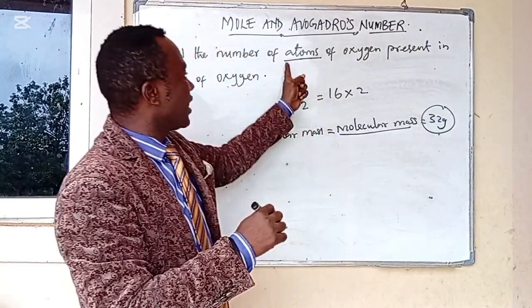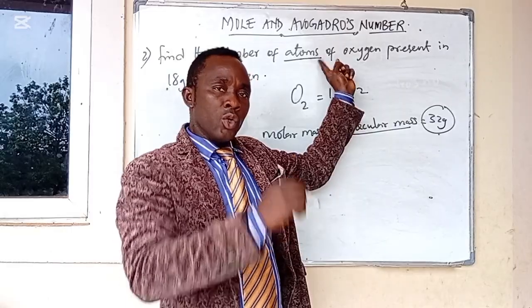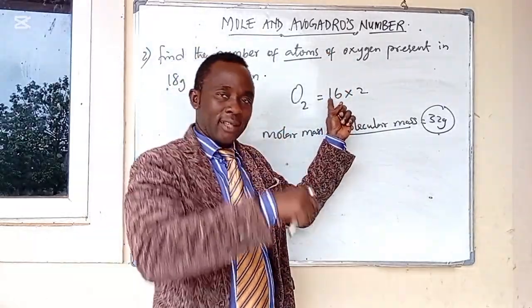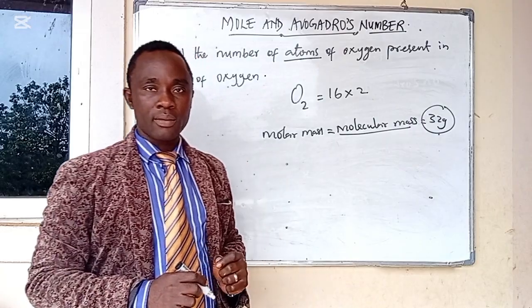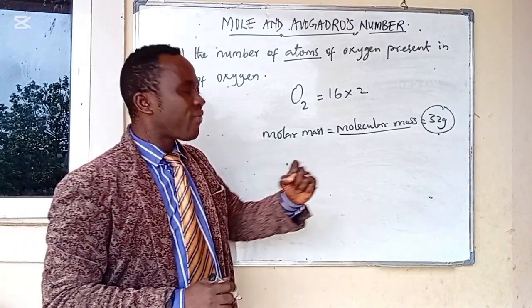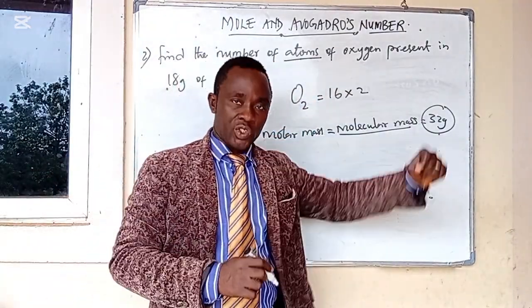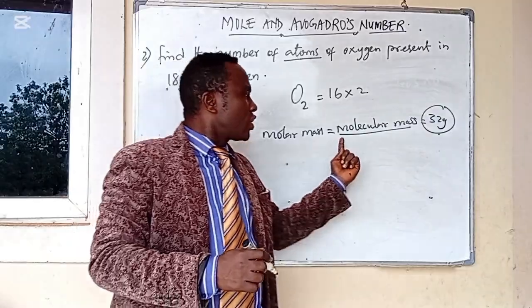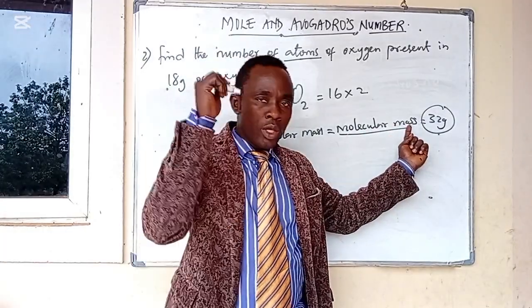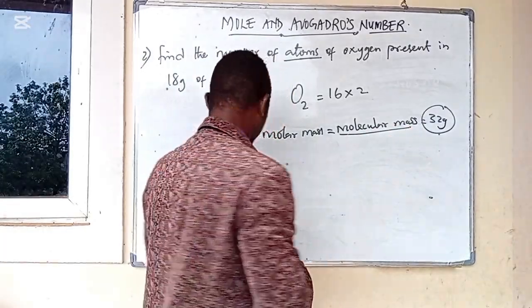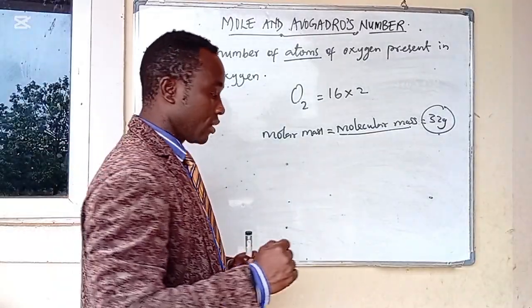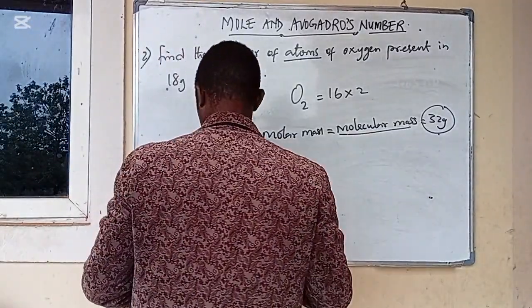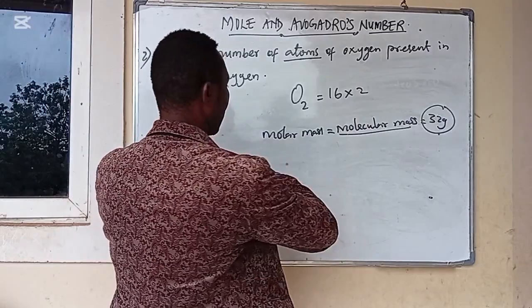But when they say find the number of atoms, use the atomic mass to equate the Avogadro's number. But when they say find the number of molecules of oxygen, then you use the molecular mass to equate the Avogadro's number. If you understand this very well, you will not have mistakes in this.